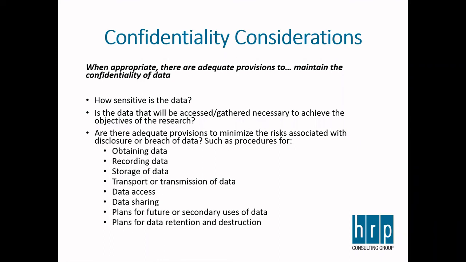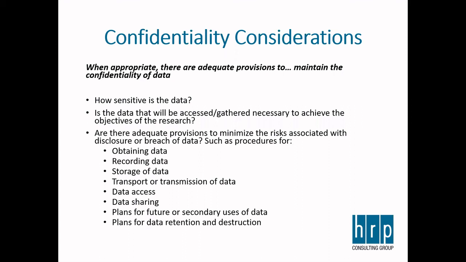Are there adequate provisions to minimize the risks associated with disclosure or breach of data? So here, the IRB is going to be looking for procedures such as, how is the data obtained? How is it recorded? How is it stored? How is it going to be transmitted? Will others have access to the data? Who are they going to be? Is data sharing going to happen? If yes, how is the data going to be transmitted? Will identifiers be included? Is a data transfer agreement needed for the sharing?